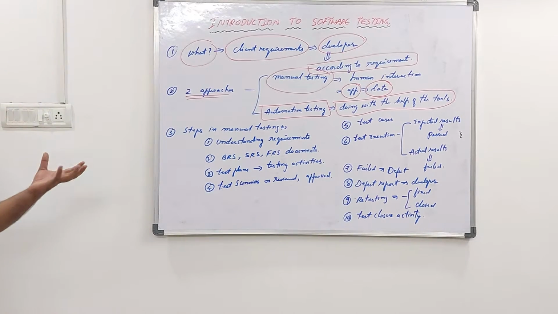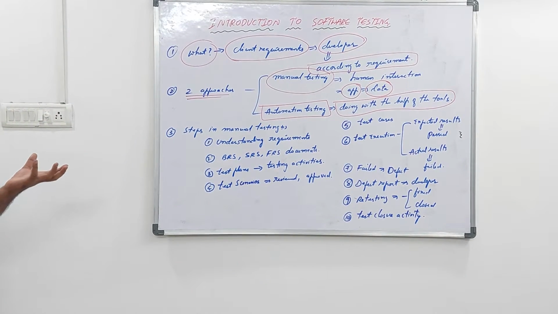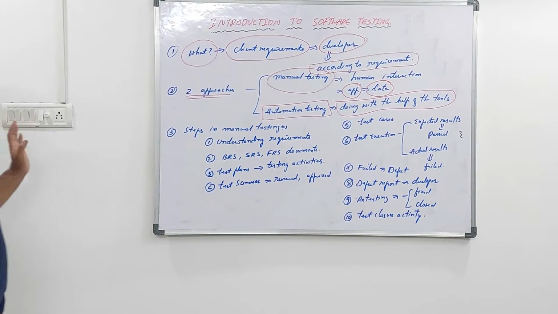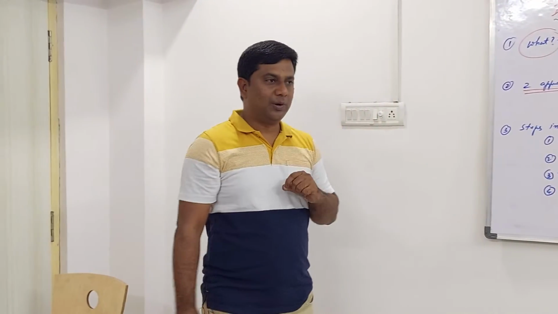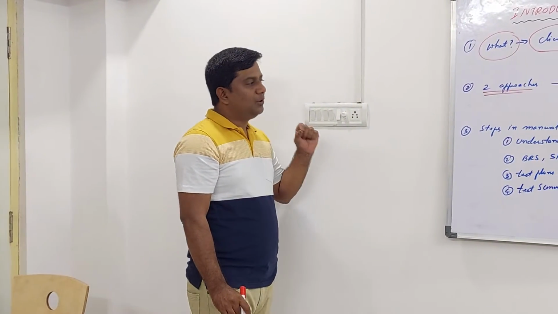When it comes to manual testing, human interaction will be there, whereas when it comes to automation testing, we have very less human interaction. So now let's go step by step, guys, what are the different phases we have in manual testing. I'll take you through each and every step.